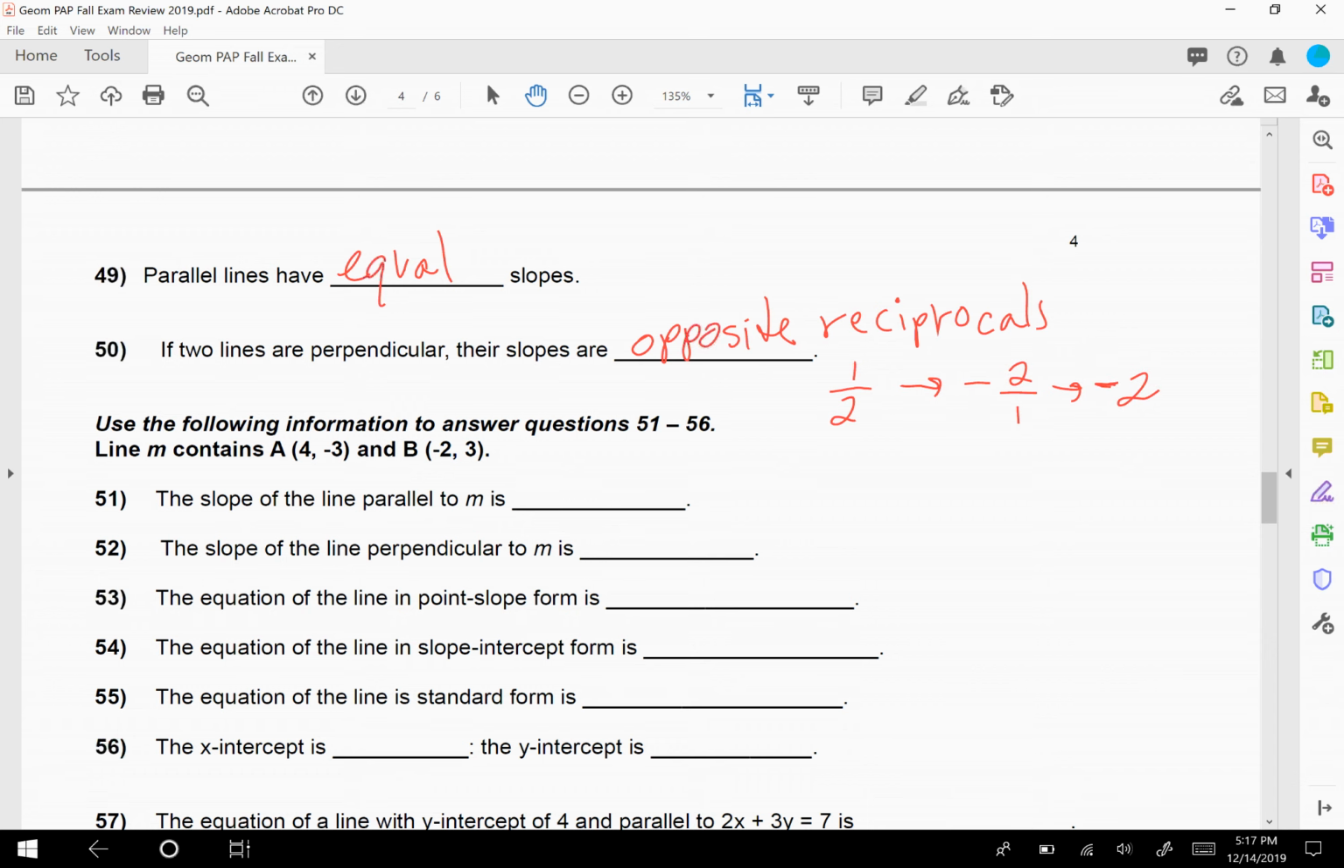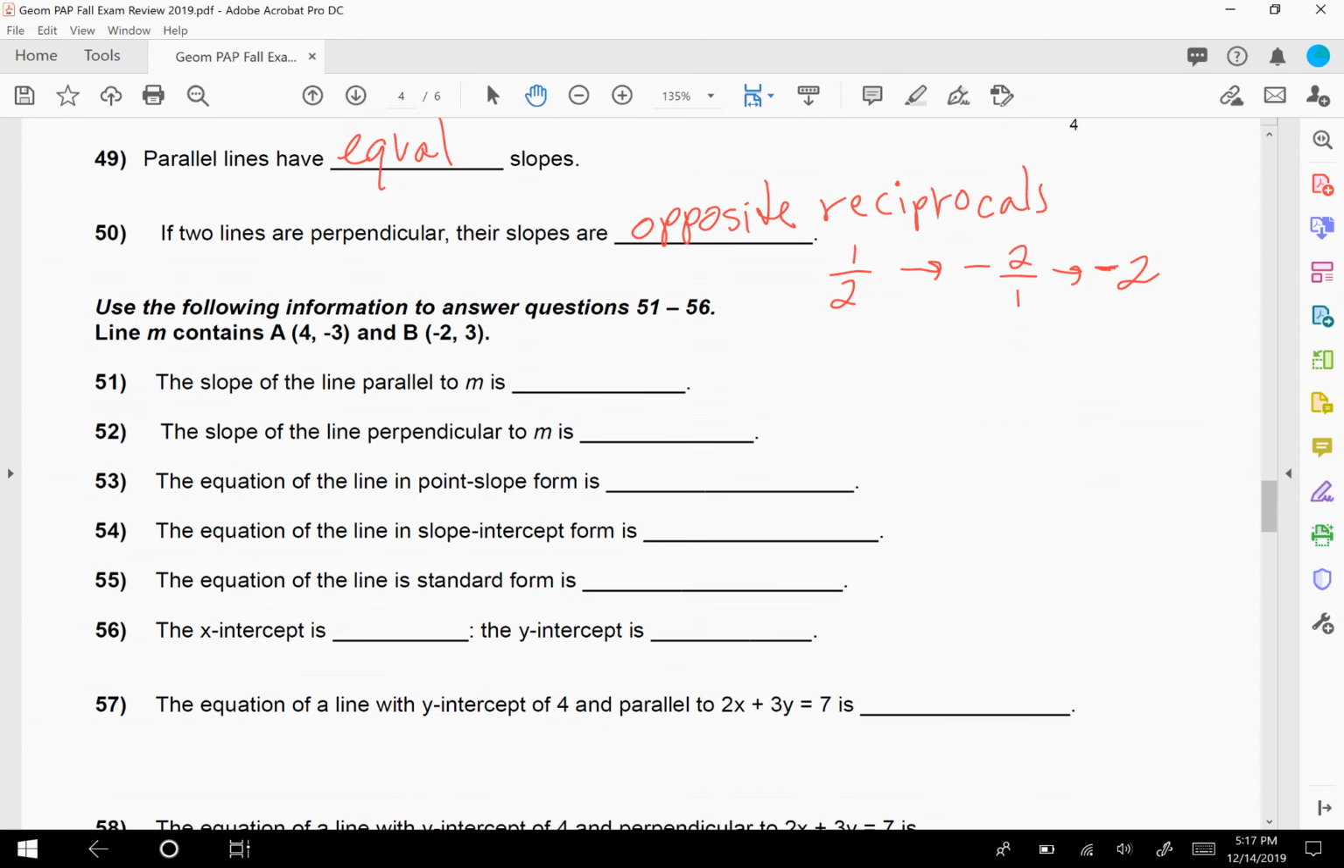It says use the following information to answer questions 51 through 56. Line M contains point A at (4, -3) and B at (-2, 3). We need to find the slope of the line that's parallel to M. Parallel means it's going to have the same slope, so let's calculate the slope here.